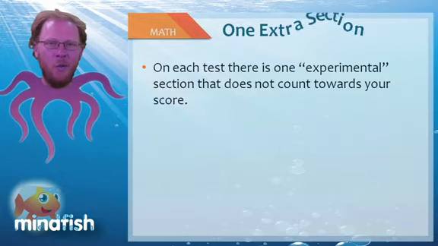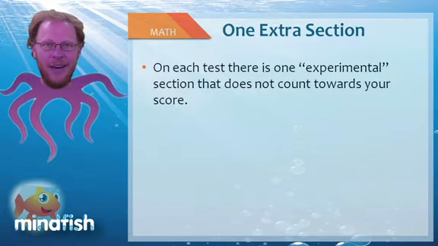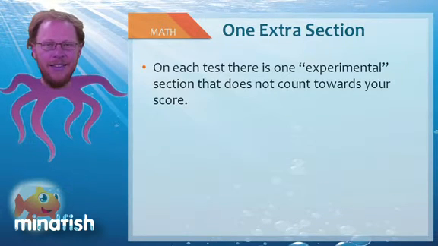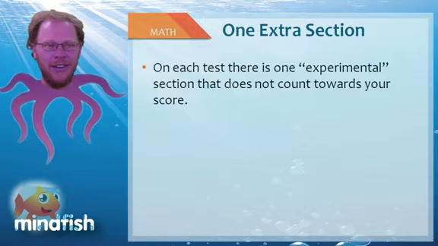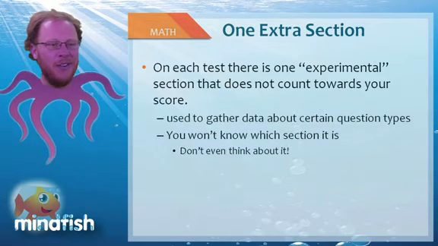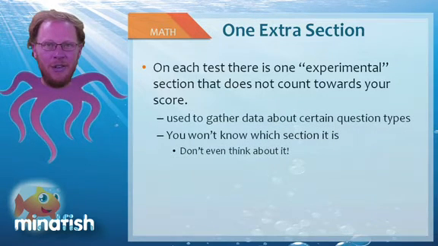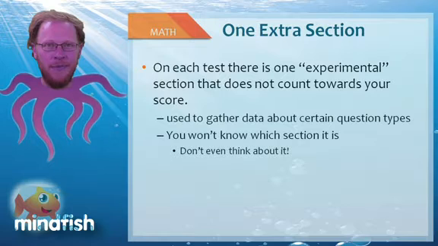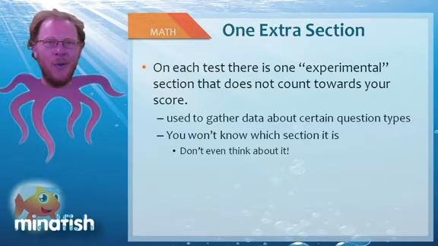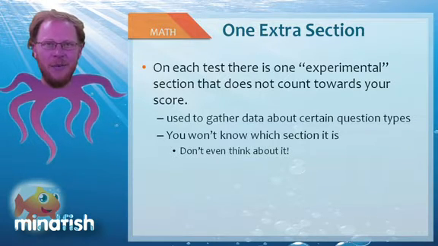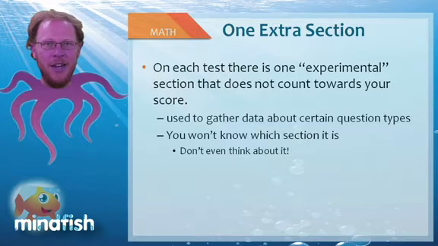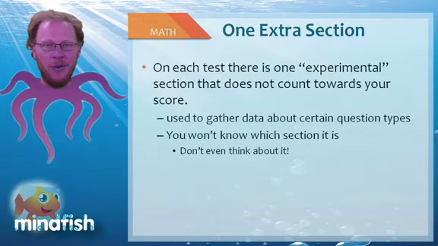On each test, there is one section that is actually not counted for your score. This is known as the experimental section and is used by the College Board to gather data about certain types of questions and how students answer them. The problem for you is that you won't know which section it is, so it's not even worth your time to think about it. Do each section as though it is essential to your score.